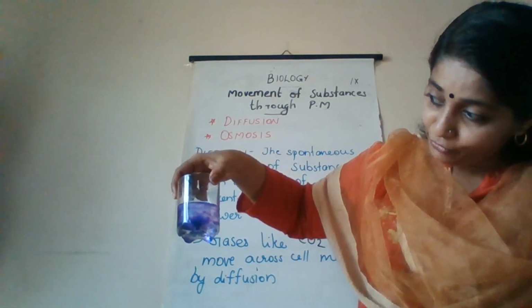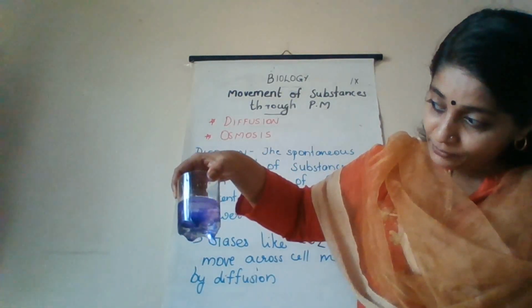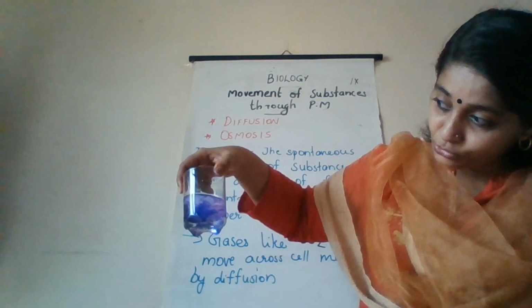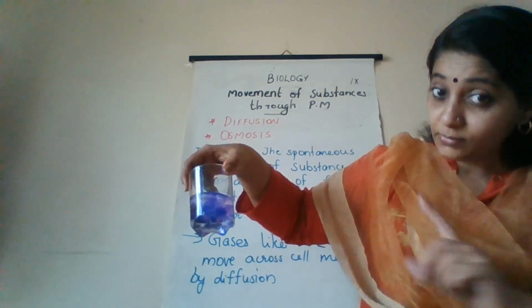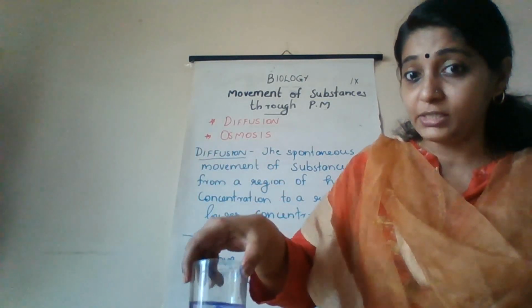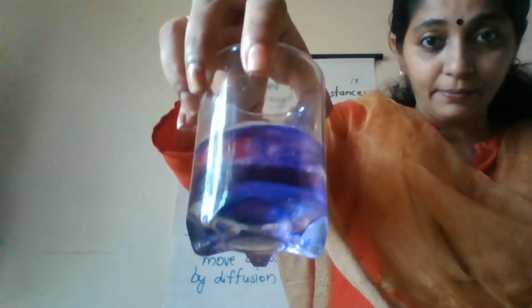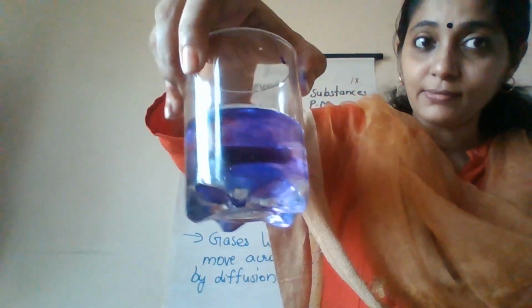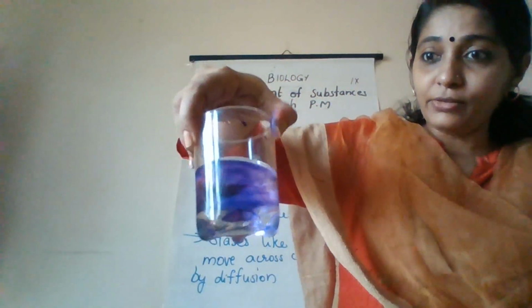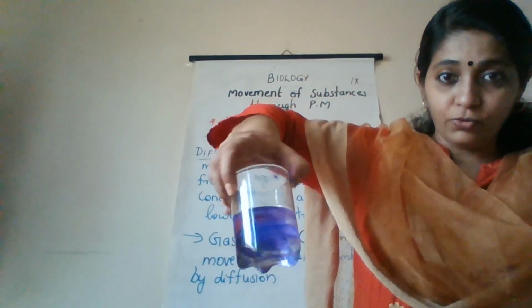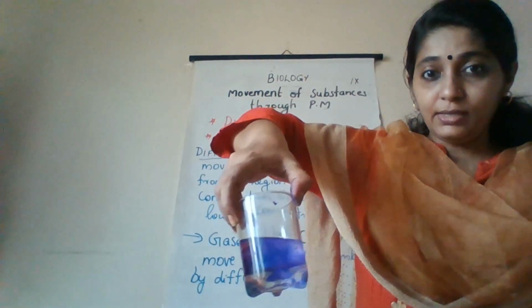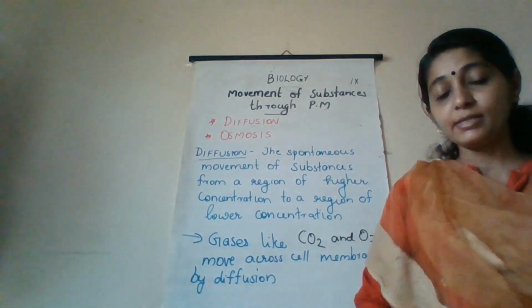So this spreading, from where the concentration is high, the materials will have a tendency to spread to the region where the concentration is low. You can see the changes in the color. It's spreading. The molecules are actually spreading. Now the entire water is having the same color. So this is an example for diffusion.